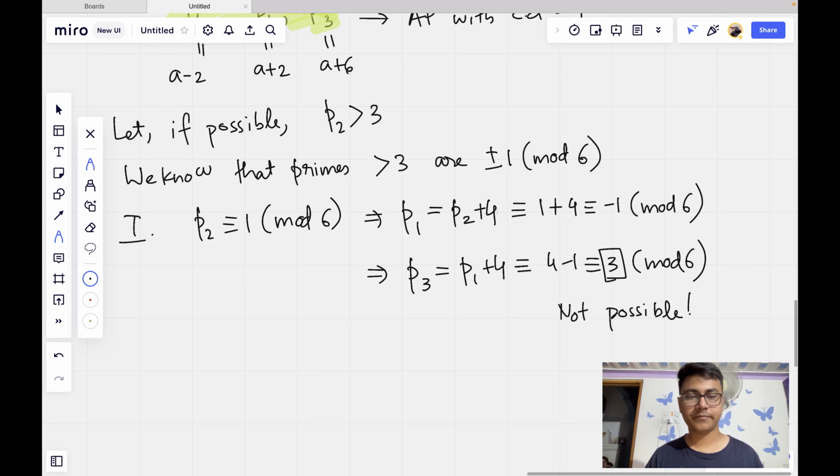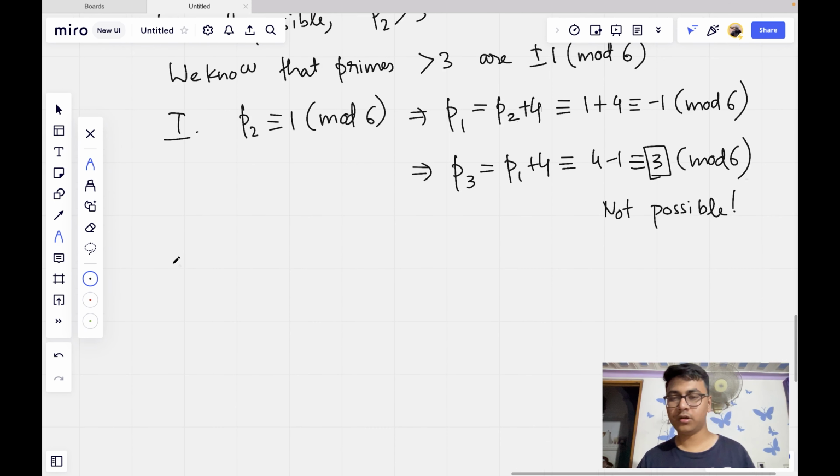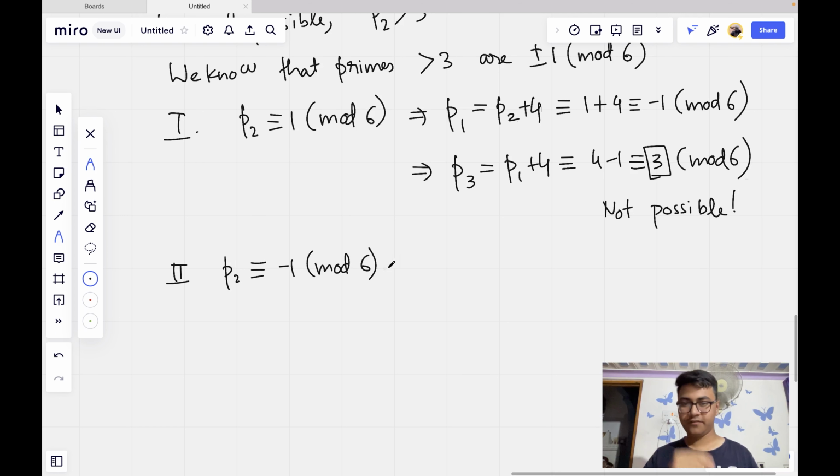Correct? So we move on to the second case, where P2 is congruent to minus 1 mod 6. If P2 is congruent to minus 1 mod 6, we get P1 equal to P2 plus 4, congruent to 3 mod 6. So the argument breaks here only.